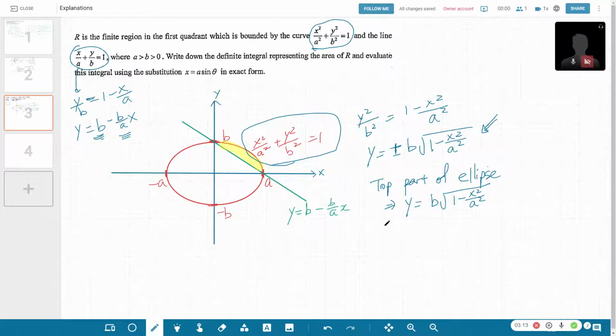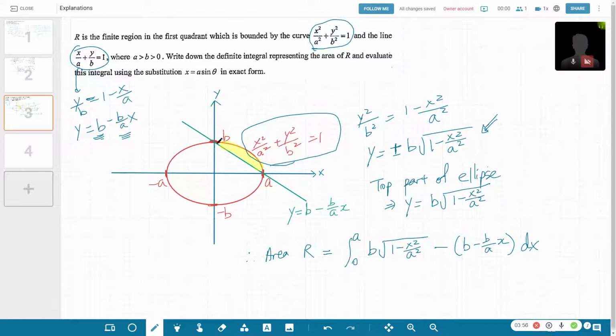Now to find R, what you need to do is integrate the top part minus the bottom part. Therefore area R equals the integral, because we are going for dx, from 0 to a, of top graph minus bottom graph. The top graph is b square root of 1 minus x square over a square, minus b minus b over a x, dx. We can leave this as part of the answer.